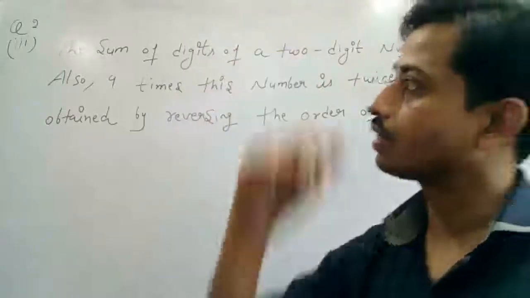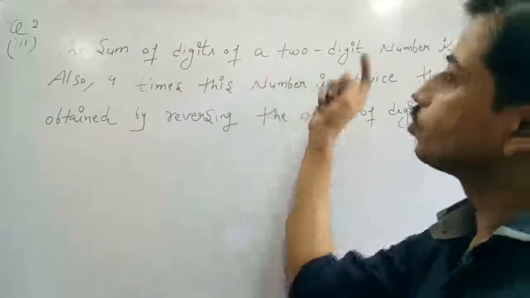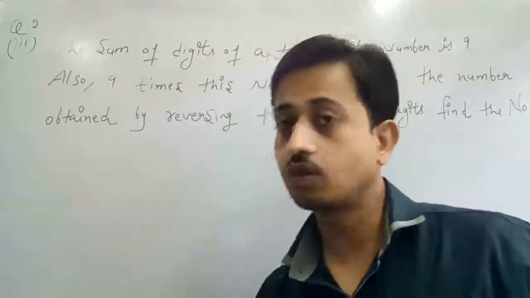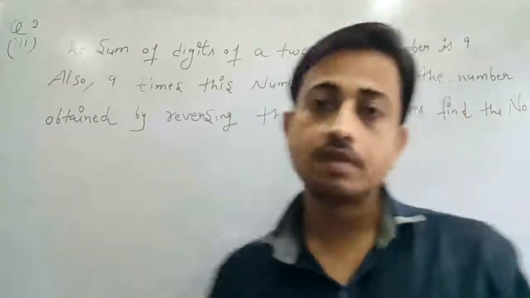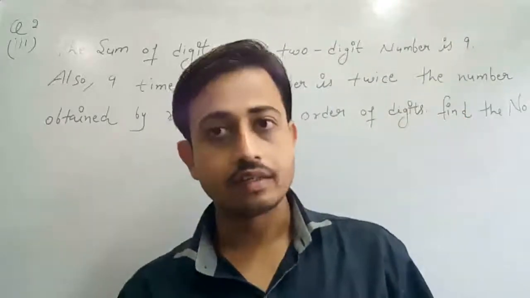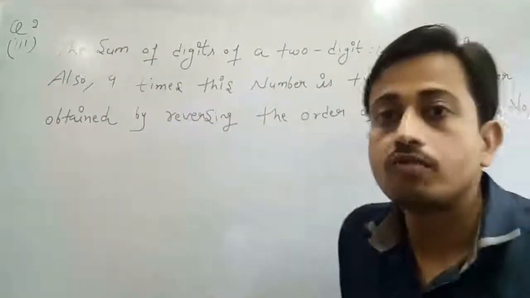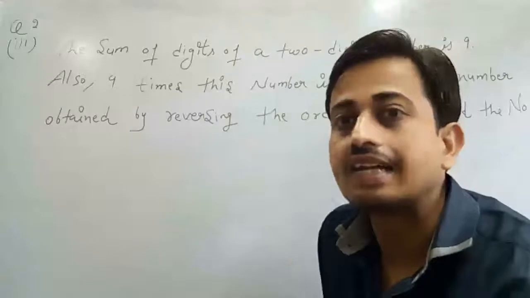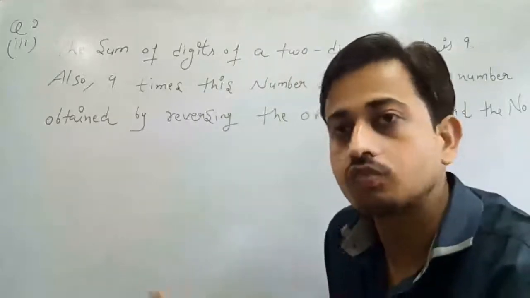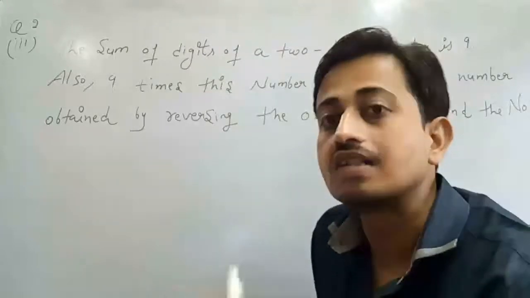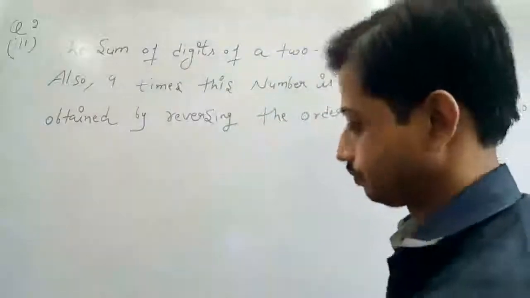Now please read the third part of question number 2. The sum of the digits of a 2-digit number. It means you don't know the number, because the first digit or unit digit may be 1 or any other. So please read the statement very carefully. We don't know the digits of the 2-digit number, so we first have to let what our unit digit and tens digit are.